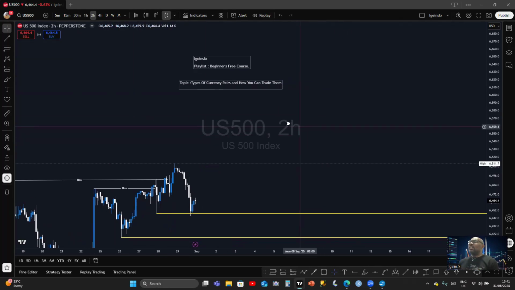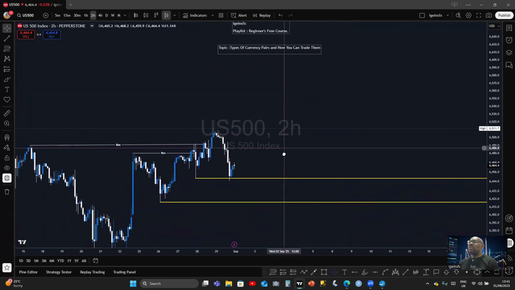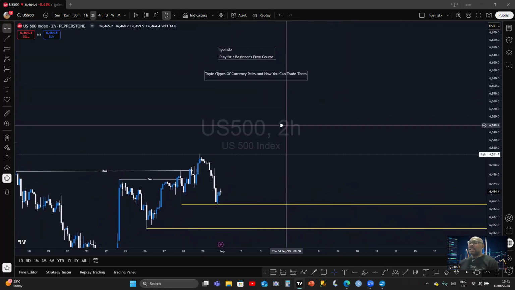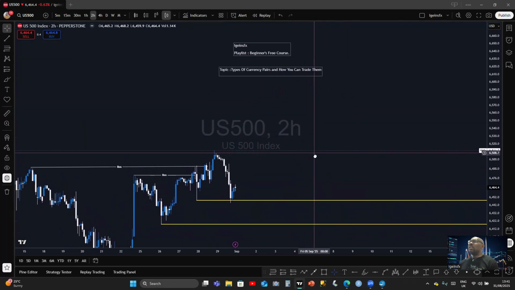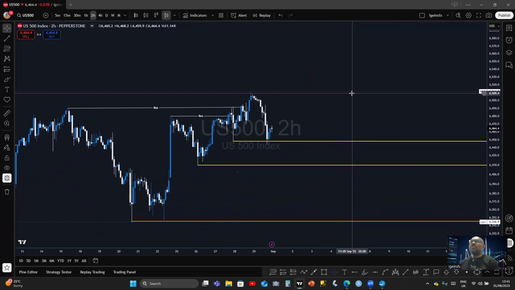So in trading, if you want to buy an asset, if you want to buy currency, they usually come in pairs. What do we mean by pairs? So that we won't get confused, two currencies at the same time.